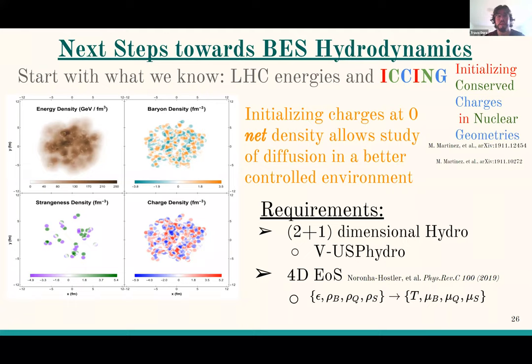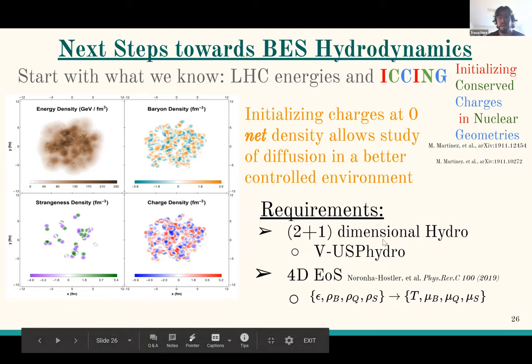But one thing we can try to start doing is starting with what we know already. We think we have LHC energies down pretty well, barring some caveats, lead at 5 TeV down pat. So what's something we can do? Well, we might have zero net density in total. However, that's the mean field value, and locally you can have fluctuations around that. Icing is a method to implement those. So the next step really is going to be initializing conserved charges at zero net density.